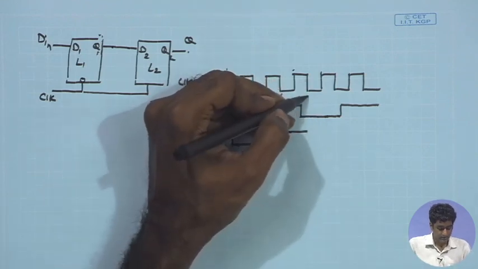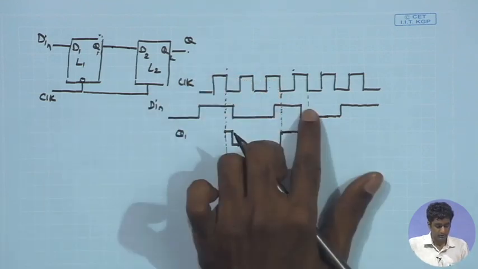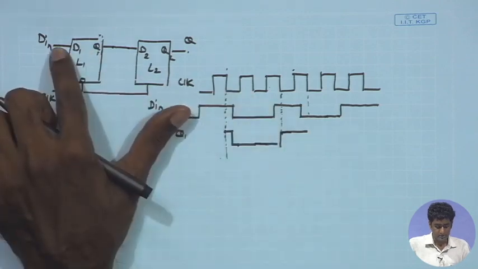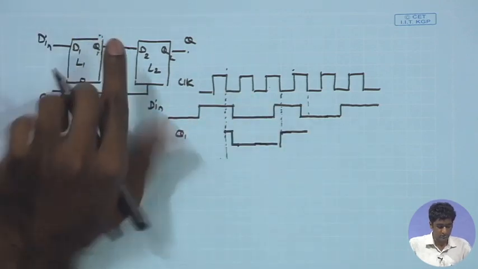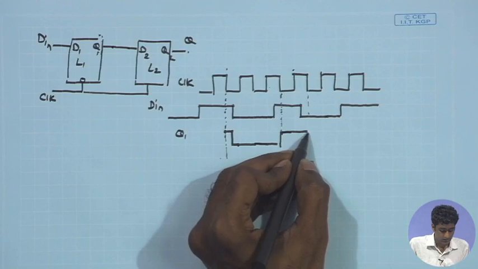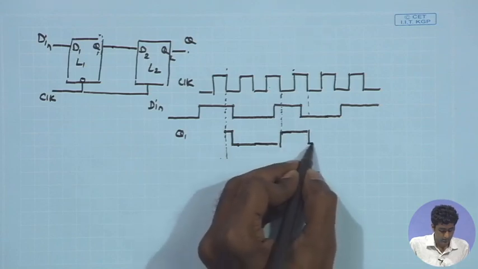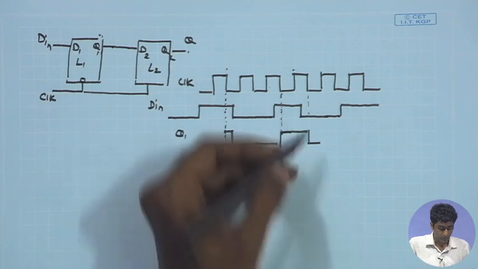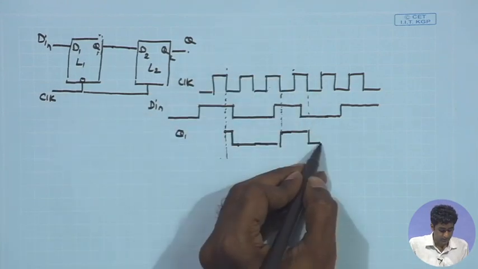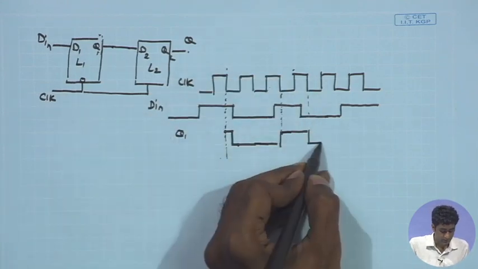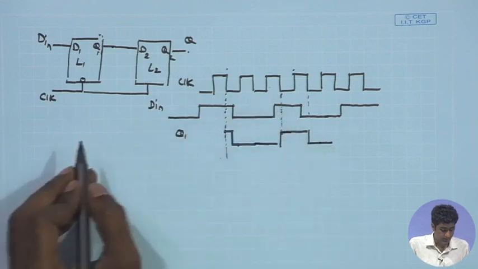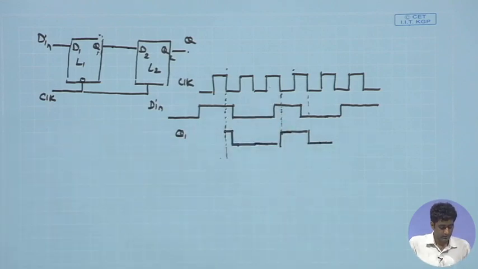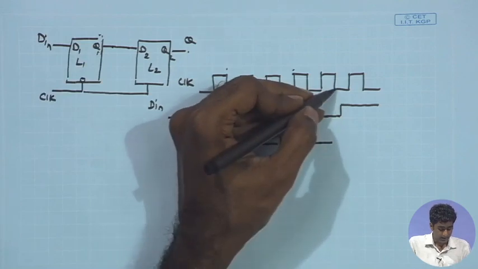Again, when the next negative phase of the clock comes, the D in has changed. As a result, once again the low value of D in will be copied to Q1. Therefore, at this point once again you have the Q1 going low. During the positive phase, once again the transparency is lost, therefore, it will retain the same value.